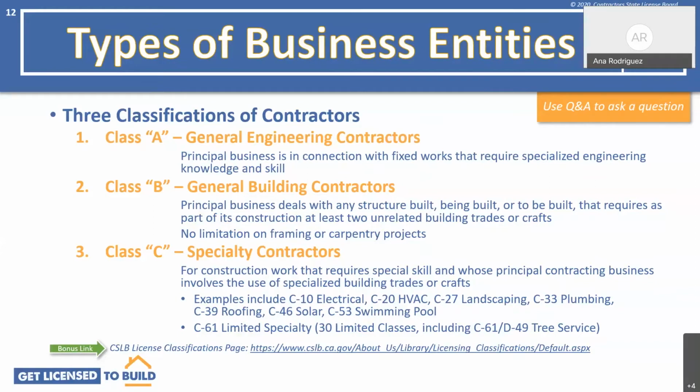There are also 30 limited specialty classes under the C61 classification. These include the C61/D49 Tree Service Limited class. More than 209,000 contractors hold a C license in California.